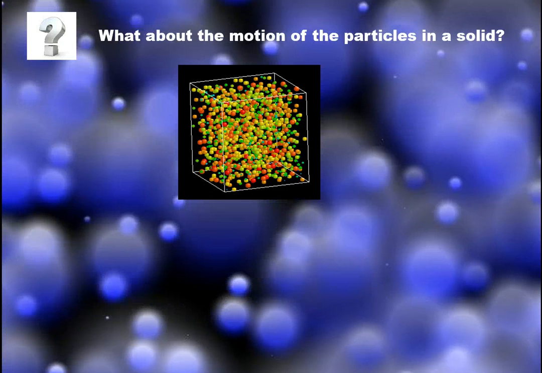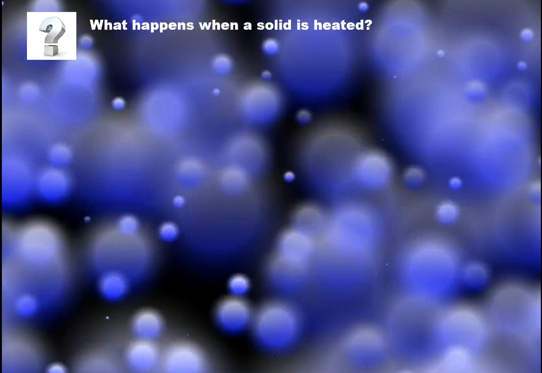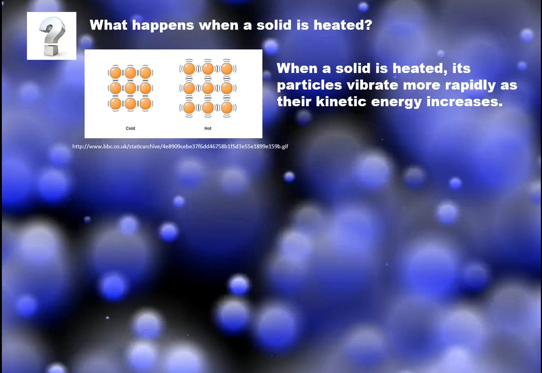So what about the motion of the particles in a solid? Because according to the kinetic molecular theory, we know that all particles are in constant motion. Well, in solids, the particles tend to vibrate about fixed points, thus the solids do not flow. So where all of these particles are fixed into their position, they're going to vibrate back and forth within that solid structure. What happens when a solid is actually heated?